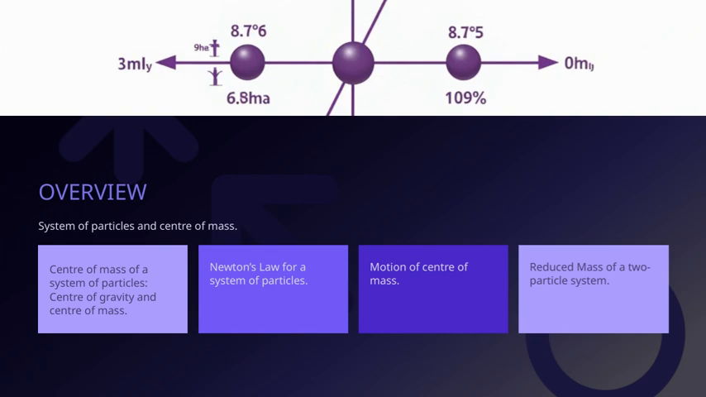Now, regarding Newton's law for a system of particles, it extends the familiar principles of force and acceleration to multiple particles. Instead of looking at each particle separately, we use the center of mass and total external forces to describe the system's dynamics more efficiently. Finally, let's discuss the center of gravity and the center of mass. While they are often used interchangeably, the center of gravity considers the distribution of weight, especially in a gravitational field, whereas the center of mass is purely a geometrical and mass-based concept.